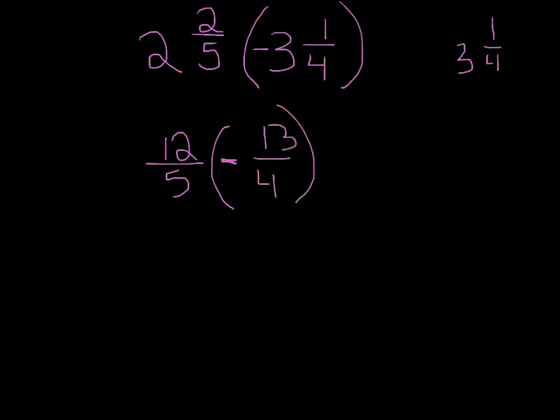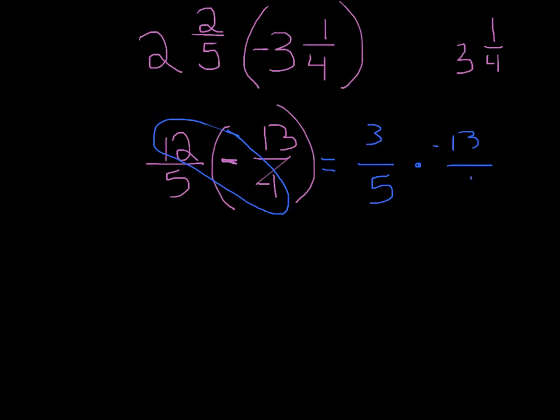And now we can multiply across, or we can look to cross simplify. As you can see, 12 divided by 4 is 3. So if we cross simplify before multiplying across, negative 13 over 5 stays the same, but 12 divided by 4 is 3.